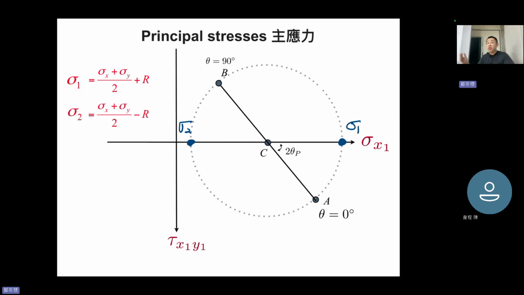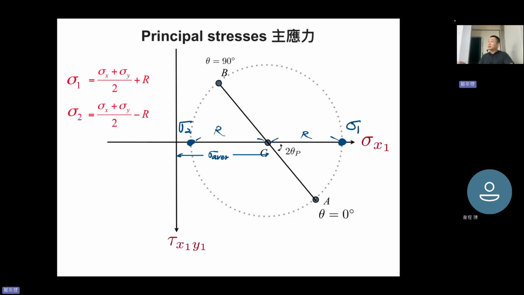And you remember the formula. Sigma 1 equal to sigma average plus R. Sigma average plus R is sigma 1. Sigma average minus R is sigma 2. Everything is here.